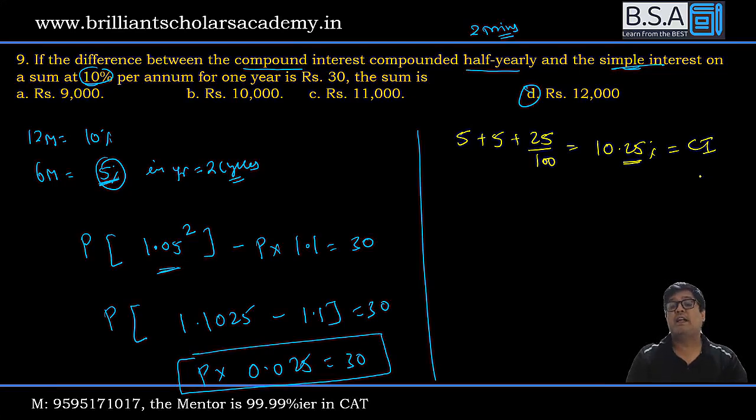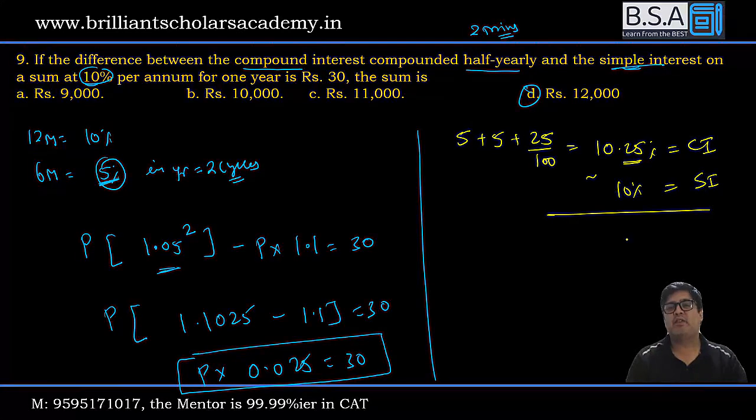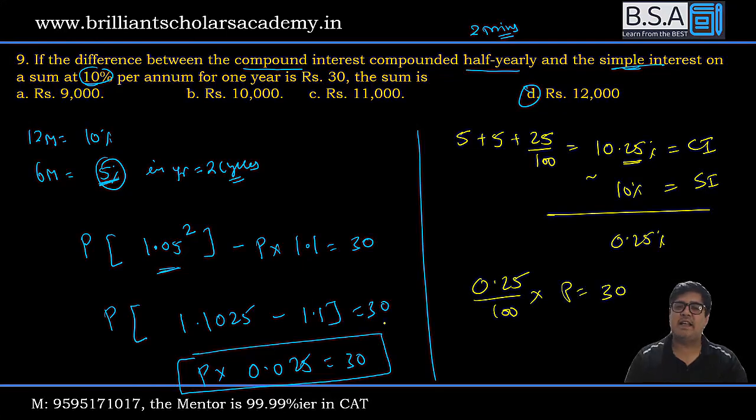How much is the interest in simple? It is basically 10%. Why? Simple interest does not change when you break a larger scheme. So subtraction of both is 0.25%. So 0.25% of the principal is equal to rupees 30. This is exactly what we are doing here. Just verify my calculations. Is this correct?